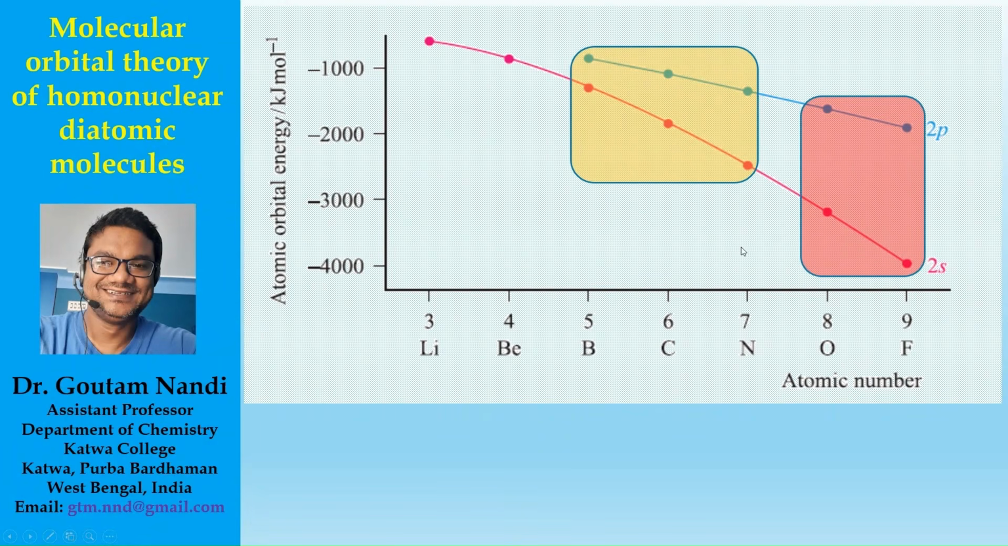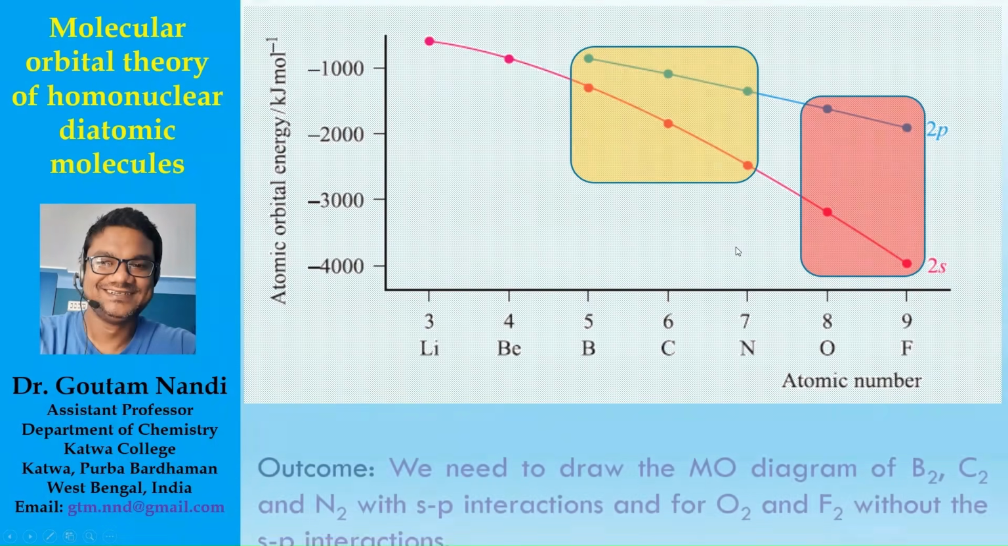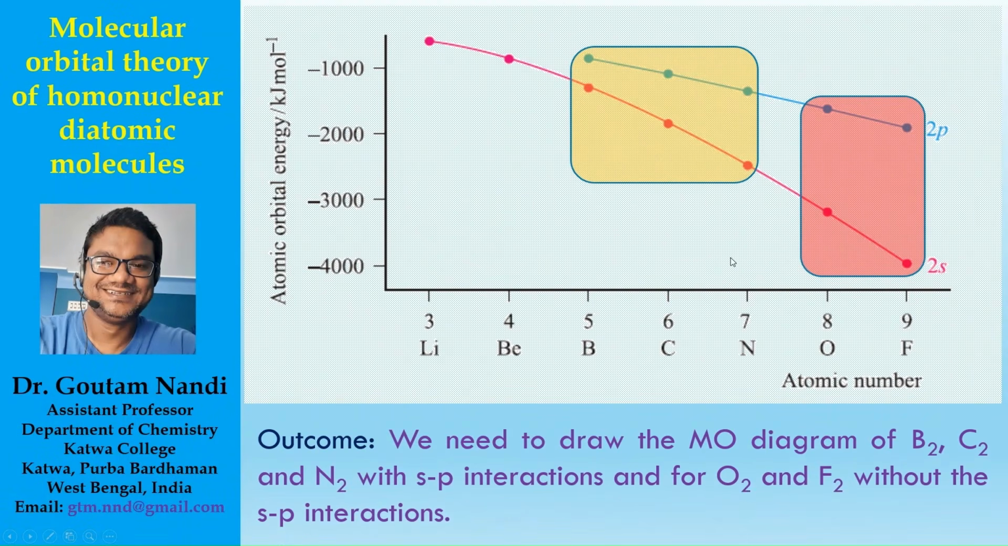So what is the outcome for that? We need to draw the molecular orbital diagram with sp interaction for B2, C2 and N2. But for O2, F2 and also for Ne2, we don't need to consider any sp interaction. Now first let us see the molecular orbital diagram without the sp interaction.